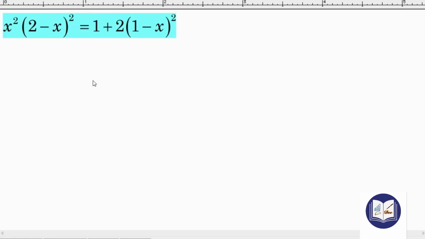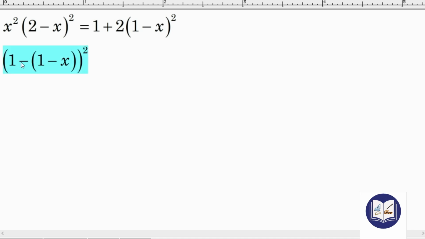Okay everyone, in this video tutorial we are going to solve an equation: x squared equals (2 minus x) squared, no wait, it is x squared minus (2 minus x) squared equals 1 plus 2 times (1 minus x) squared. The first thing we need to do is write x squared as 1 minus 1, and then put the bracket like this, minus x, all squared.